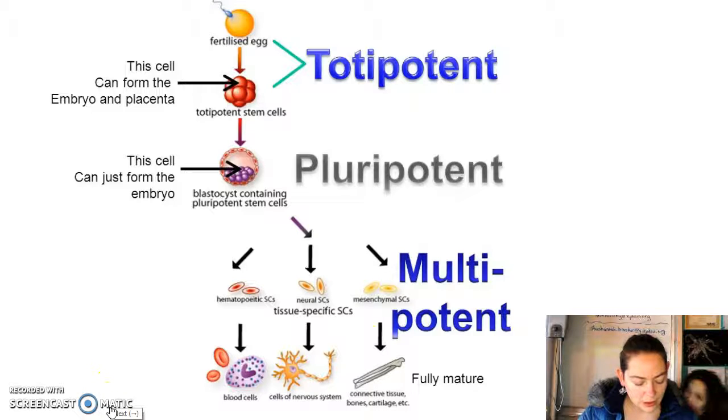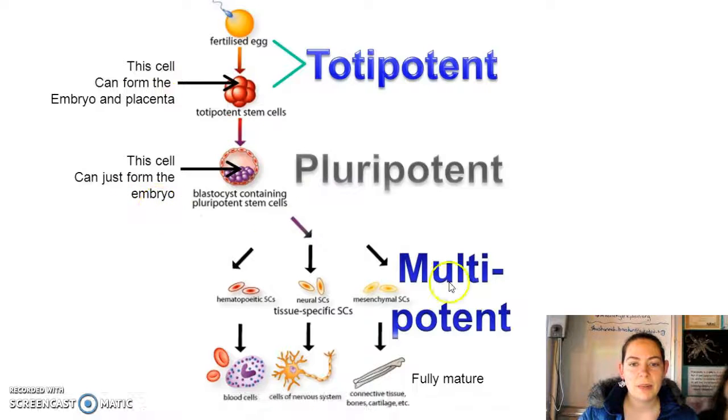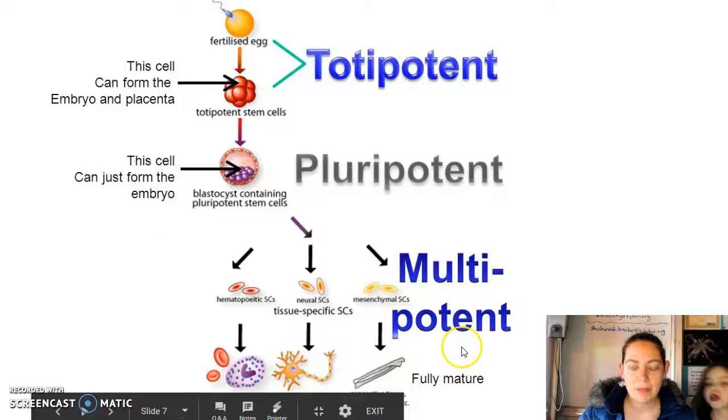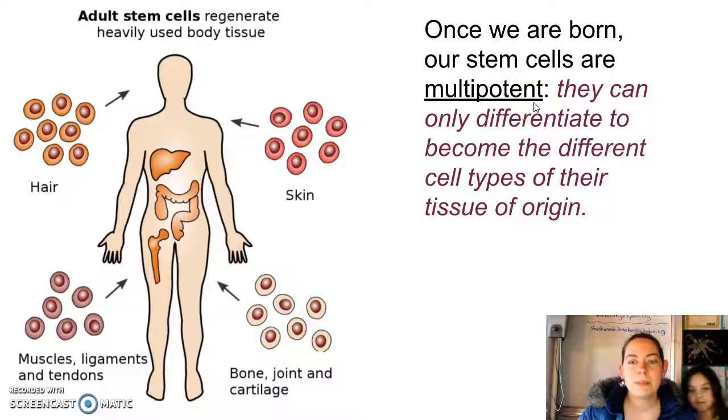All right, so hopefully you have the rest of the questions on your note guide written down. Totipotent can form anything, embryo or placenta. Pluripotent can form anything in the embryo. Multipotent can only make cells of its type of tissue. And once again, our stem cells are multipotent after we're born. So that helps with regeneration.